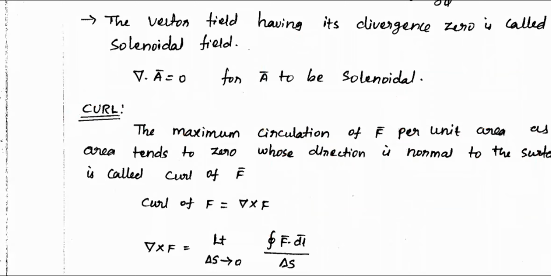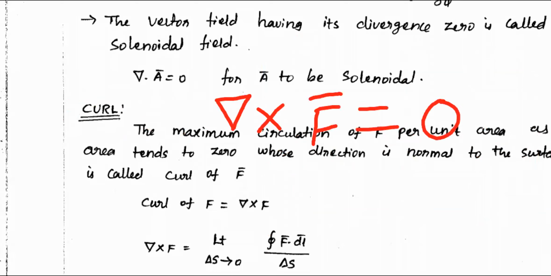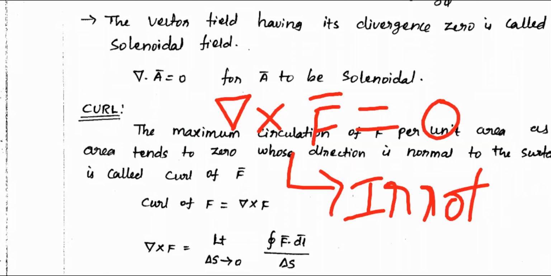Okay, then if your curl is 0, you take some function. If your curl is 0, that means what? It is not having any rotation. So what is the name for this? That particular vector is called an irrotational vector.